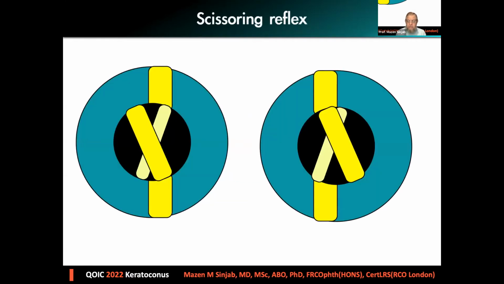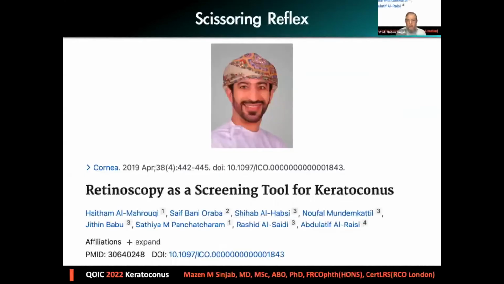The scissoring reflex is very simple to detect, and I usually do it for every patient coming to my clinic, regardless whether I'm going to do refraction or not, just to detect if there is any scissoring reflex. And actually, it has been shown by this very nice published study that retinoscopy as a screening tool for keratoconus is a very effective tool with high sensitivity and specificity.